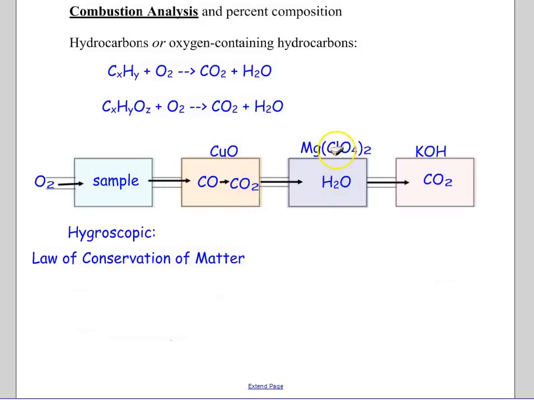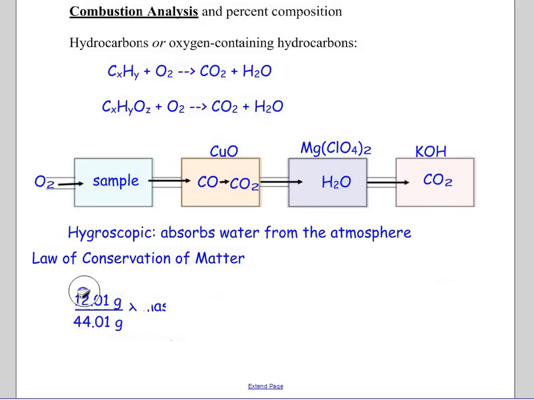The water is absorbed by magnesium perchlorate, which is hygroscopic. Hygroscopic is an important word, meaning it absorbs water from the environment or the atmosphere. And then all that should be left is carbon dioxide, which is absorbed into the KOH, and you saw that on the previous slide. If we know the amount of CO2, then the law of conservation of matter can give us the mass of carbon in the original.